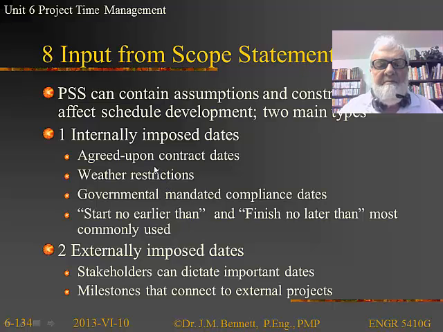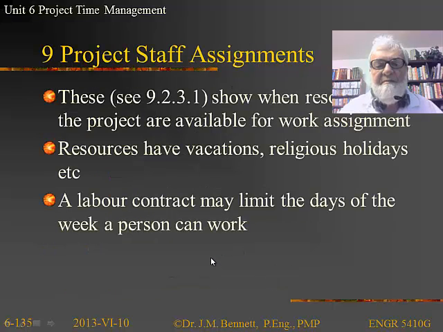Internally imposed dates are things we've agreed upon to do, and particularly if we're doing a contract, then we might have to maintain the execution of those particular dates. There might be weather restrictions, there might be governmental mandated compliance dates, and they're typically terms like start no earlier than or finish no later than, commonly used expressions. The externally imposed dates could be dictated by our stakeholders, by people outside the project itself, and they could be milestones connected to external projects running in parallel.